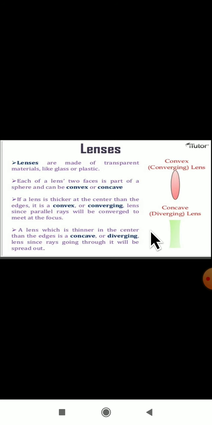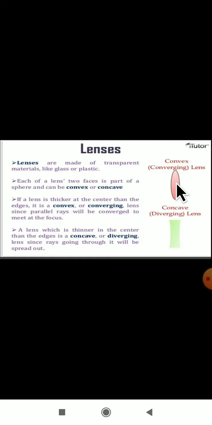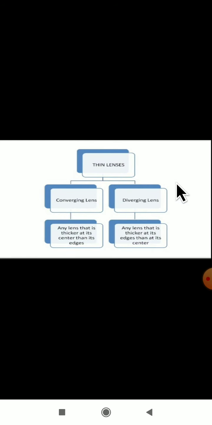A lens which is thinner in the center than at the edges is a concave or diverging lens. Here the edges will be thick and the center part will be thin. But in the case of a convex lens, the edge part will be thin and the center part will be thicker. A lens which is thinner in the center than its edges is called a concave or diverging lens, since rays going through it will be spread out. The rays will spread out in the case of a concave lens.